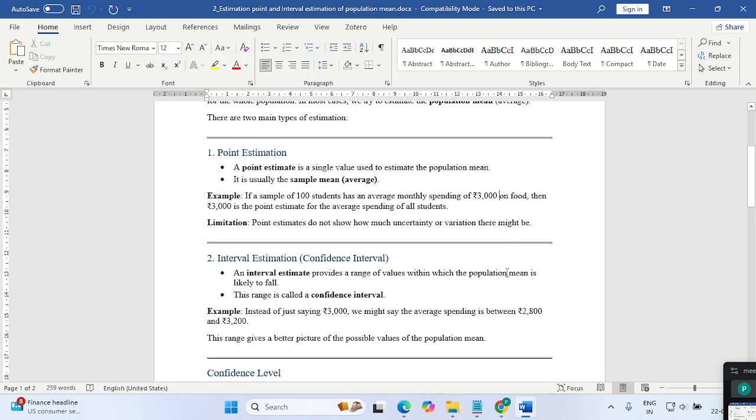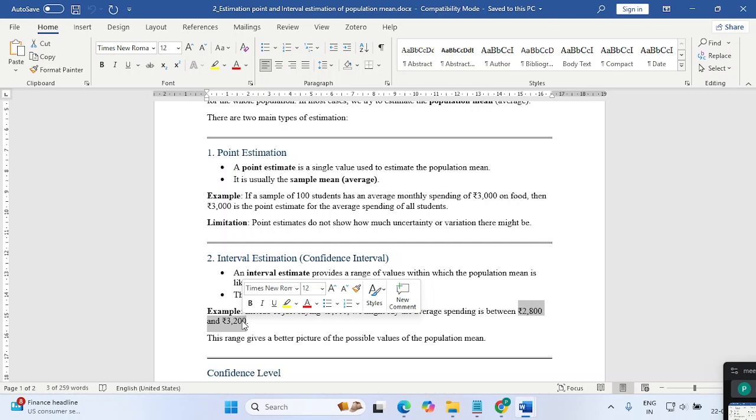And if you say, in my judgment, these students are spending 2800 to 3200 on average per month, this is an interval estimate. So I hope I was able to explain point estimate and interval estimate. Point is where you give a definite number: they are spending 3000. Interval is where you say you are 90% confident that these students are spending 2800 to 3200 per month. That is the difference between point estimation and interval estimation.